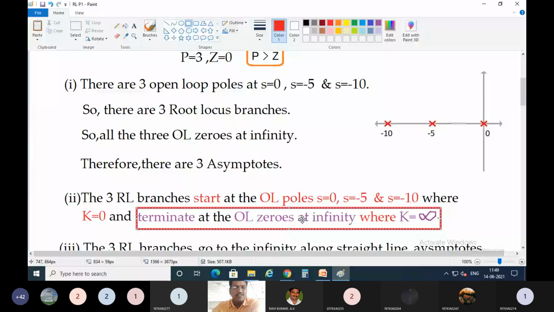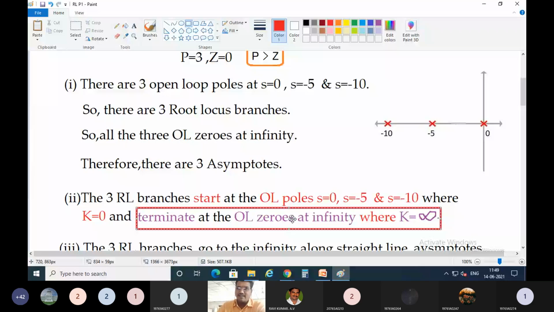So asymptote is nothing but the root locus branches which are going to approach infinity. Those root locus branches we are calling asymptotes. Simply the formula is p minus z. 3 asymptotes are there. Am I right, Amma? Yes, sir. Next. So 3 asymptotes, so compulsorily 3 angles of asymptotes.